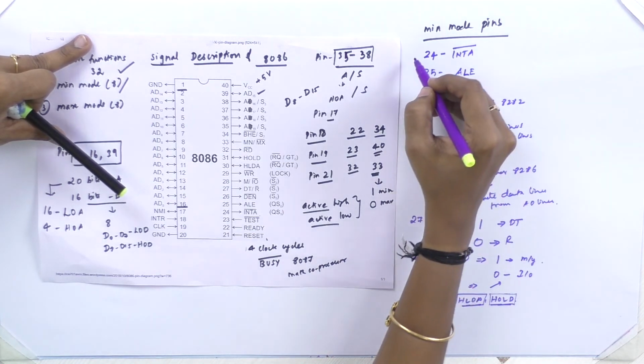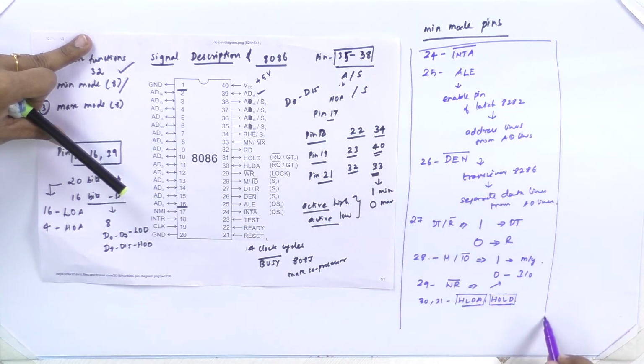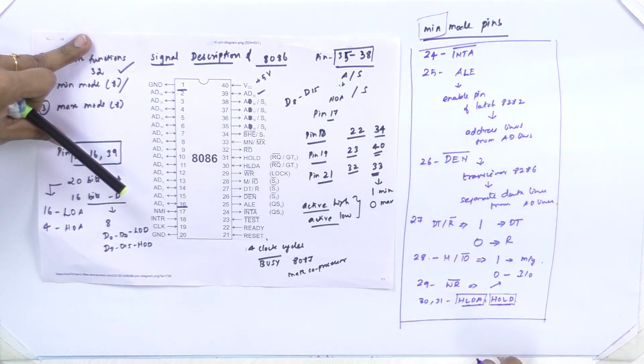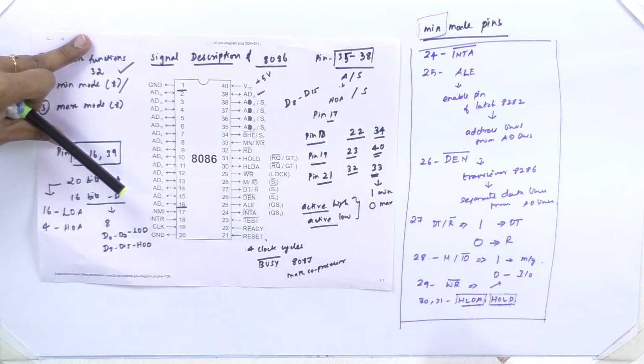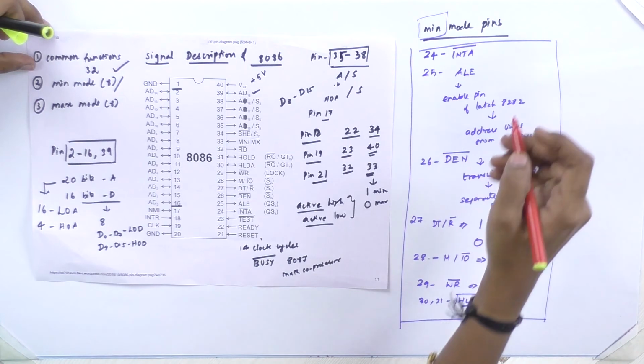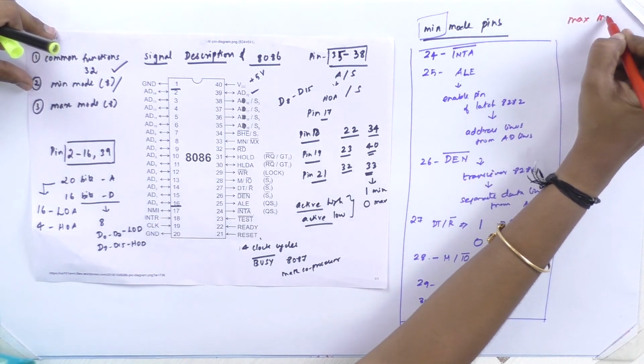So these are all the pins that have special purpose when the 8086 processor operates in the minimum mode. Next, we will discuss the functions of pins in the maximum mode. Next are the functions of maximum mode pins.